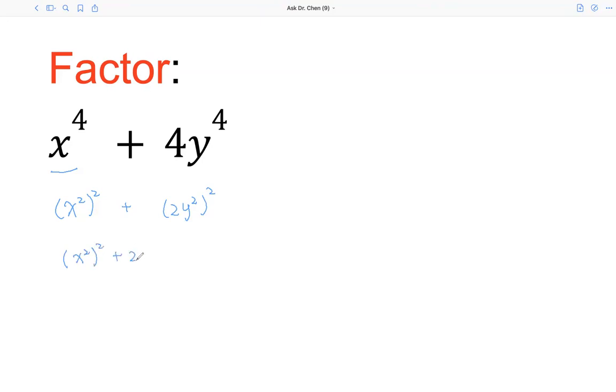So if we add 2 times x squared times 2y squared, right? Then plus 2y squared. Because we added this from nowhere, we have to subtract 2 times x squared times 2y squared.